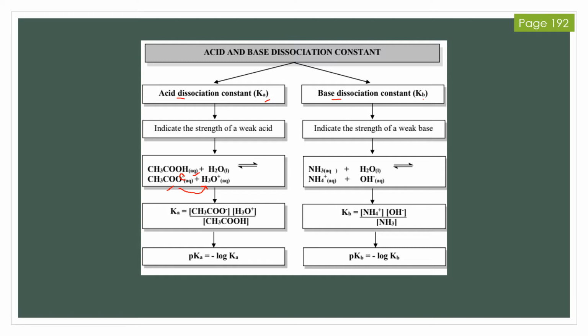So write down the Ka expression. The Ka expression is like before, product over reactant. The products are CH3COO minus and H3O plus, substituted into your expression, and the reactant likewise. H2O will be excluded from the expression because H2O is in liquid form.